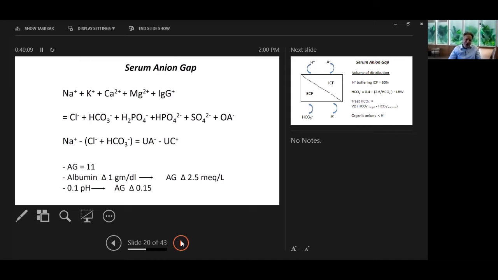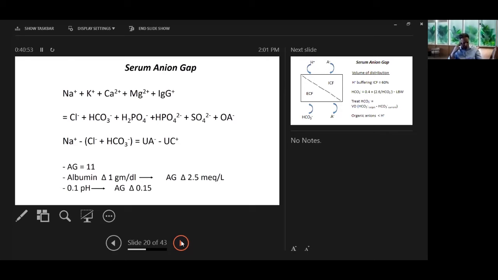And also remember that because albumin's charged, every time you change the pH, you deprotonate or protonate albumin, and therefore you're going to change the charge on albumin. So it's known that for every 0.1 change in the pH, the anion gap changes by 0.15 because of the fact that you're changing the protonation of albumin. So remember that the charge on albumin is not fixed. It varies with the pH, and therefore your anion gap will change with pH per se. If you change the pH, you change the anion gap, whether you have a metabolic acidosis or not. Every time the pH changes, the anion gap will change, irrespective of an acid-base disorder.